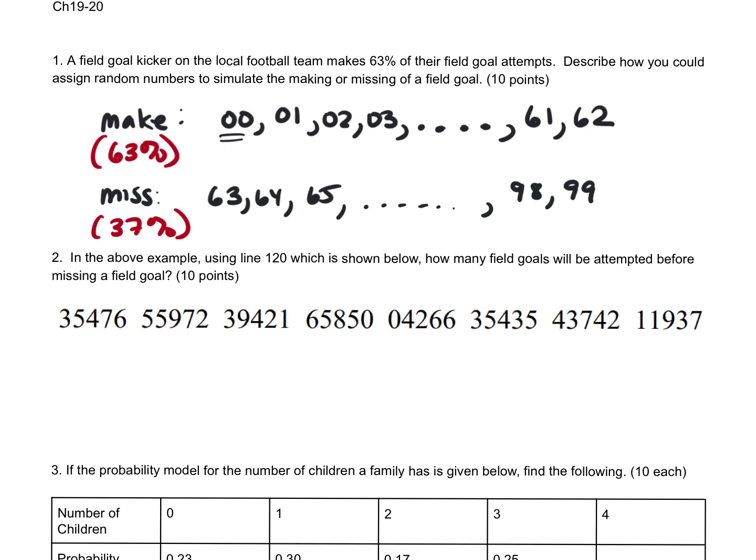So we're doing these in increments of 2. The first 2 digits are 35. Now 35 is in this first column. It's in the make column. So this is going to be a make. The next 2-digit number is 47. 47 is in the first, so that's going to be a make. The next one is a 65, so that's going to be a miss. So it says, how many field goals will be attempted before you miss a field goal? So I guess that would be 3 because we missed the third.